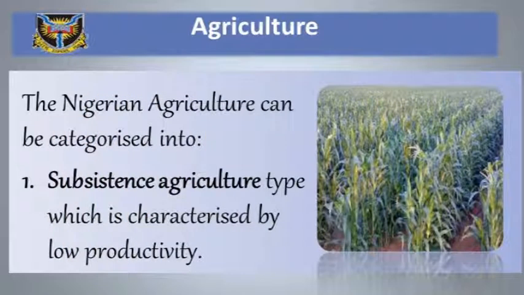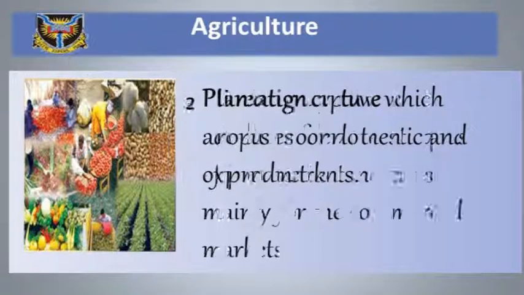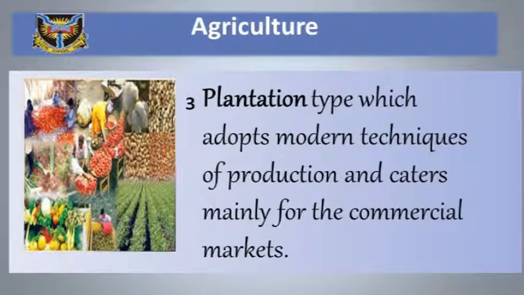The Nigerian agricultural sector can be categorized into: 1. Subsistence agriculture type, which is characterized by low productivity. 2. Mixed agriculture, which produces for domestic and export markets. 3. Plantation type, which adopts modern techniques of production and caters mainly for the commercial market.